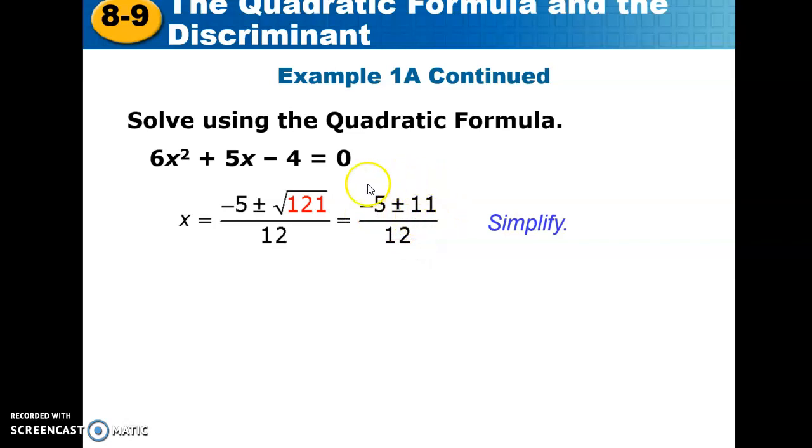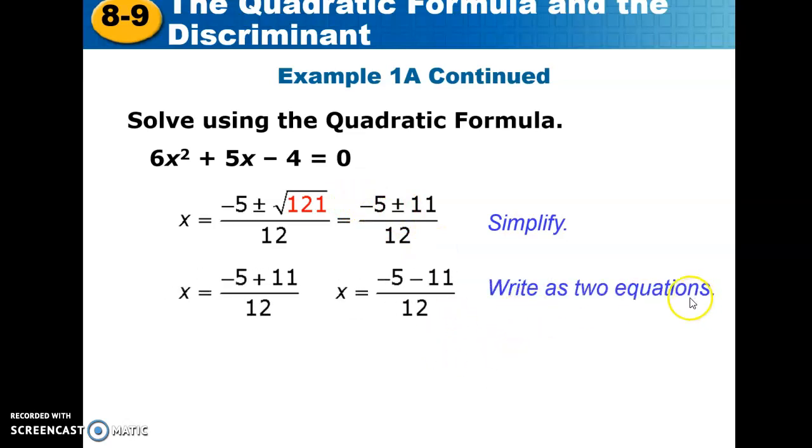Here's where it gets a little bit tricky. You got to separate these out into two cases. So you have negative 5 plus 11 divided by 12, and then negative 5 minus 11 divided by 12. See how we set that up as two equations? Then you have negative 5 plus 11, which is actually 6 over 12, which reduces to 1/2.